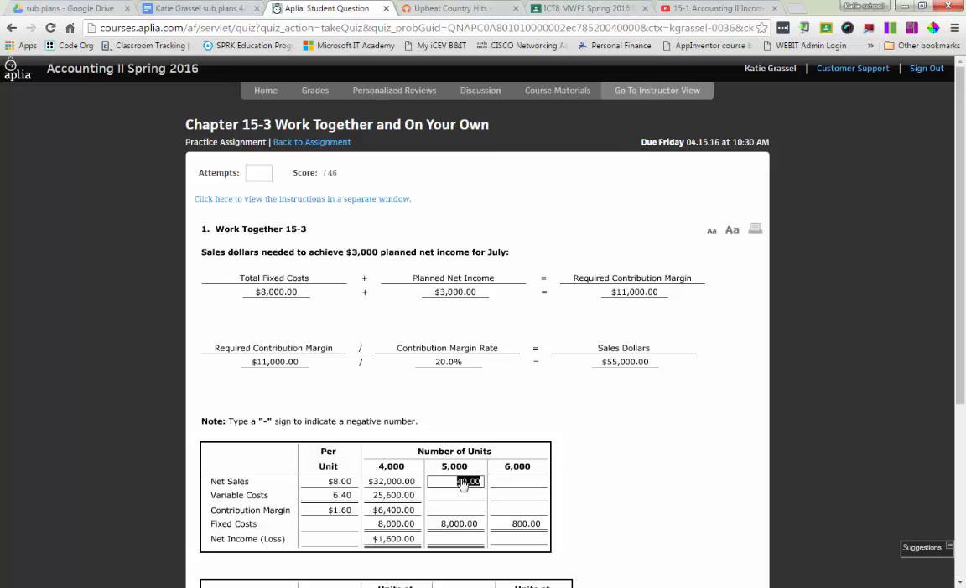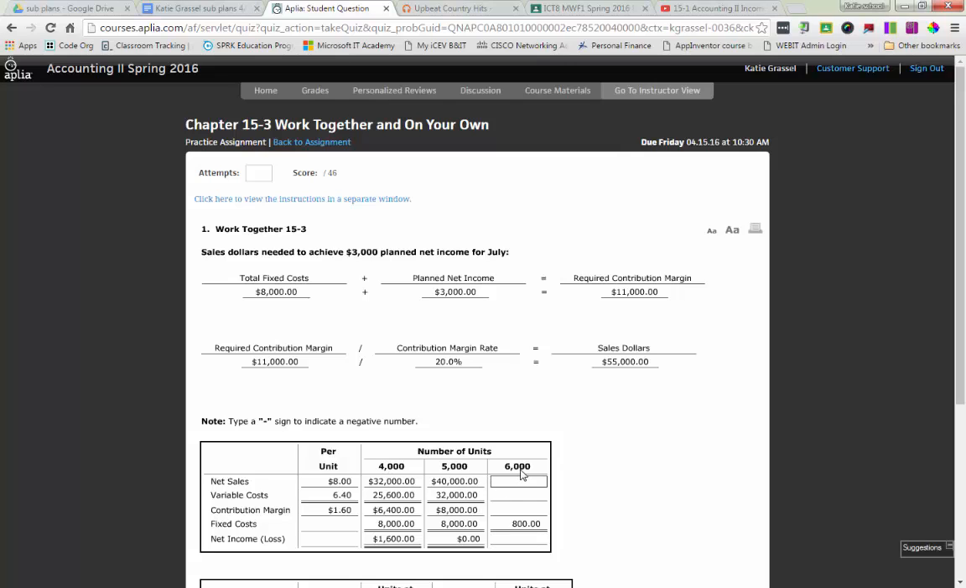40,000, not 40. Same thing, variable cost, 5,000 units times 6.40 is going to give me 32,000. Mathematically, I can subtract here, and that's going to give me 8,000, 8,000, 8,000, 0. That's my break-even point. That's what we calculated in section 15.2.